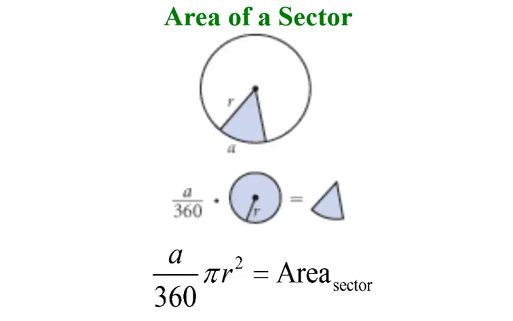Okay, to find the area of a sector. A sector is a portion or a slice of the circle, right? So we are going to take the portion of the circle that it is, which is represented by A over 360, where A is the arc measure, and then multiply it by the area of the entire circle. So we end up with the formula for area of a sector, A over 360 times pi r squared.